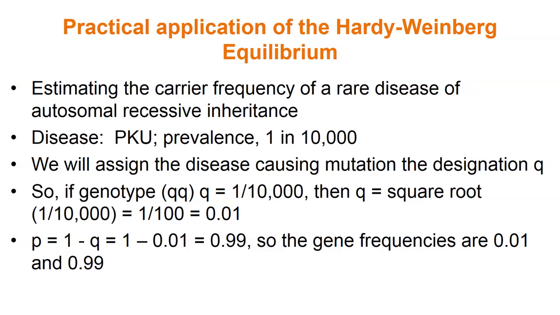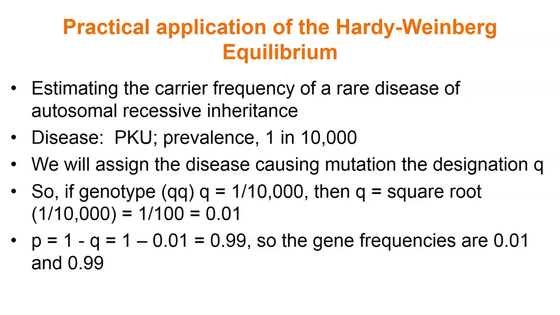Okay, so here we have an example of a disease, PKU. We've already talked a little bit about PKU. The incidence is about 1 in 10,000. So we'll assign the disease-causing mutation the designation Q. It doesn't matter which way you do it; you could assign it P. So the disease-causing allele is Q, which means the normal gene is P. QQ would be our affected individuals, right? They have 2 mutant copies, so that would be this 1 in 10,000. Sorry about that, so it should be QQ equals 1 in 10,000.